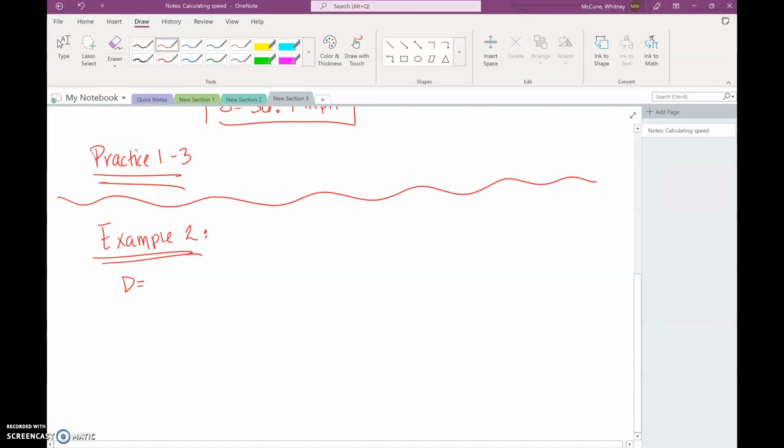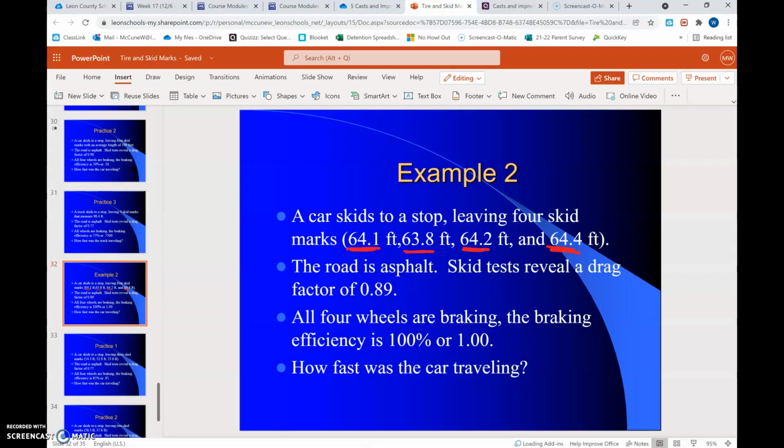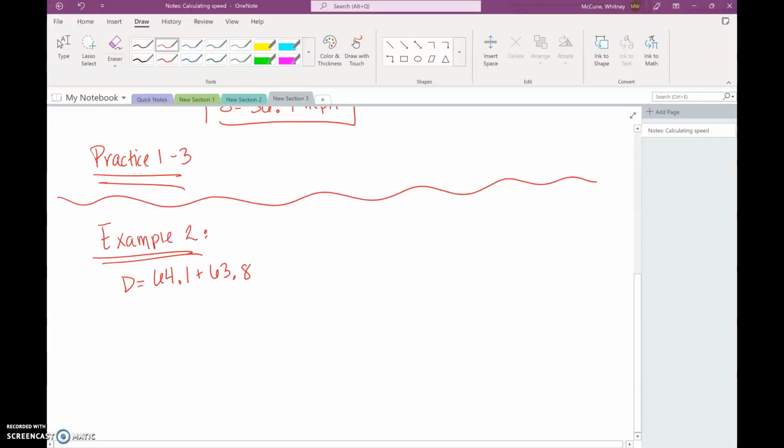So 64.1 plus 63.8 plus our other 2 numbers, 64.2 plus 64.4. When you add all of those together, you get an answer of 256.5. And our next step is to divide that by 4.